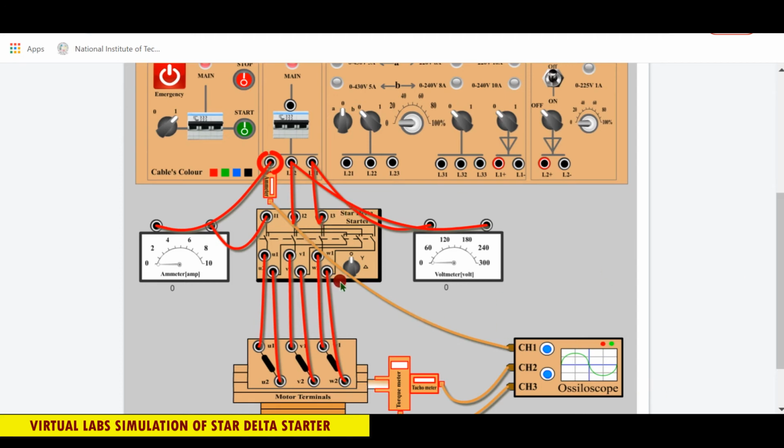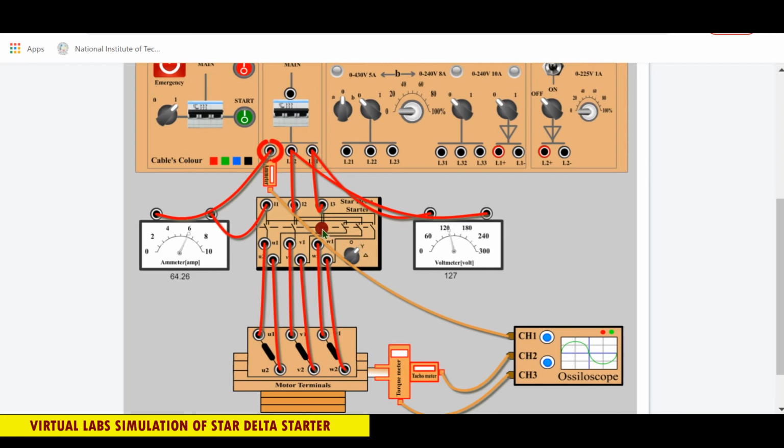So first of all, this is the TPDT switch, triple pole double throw switch. For starting the induction motor, you have to connect the stator armature windings in star. This is the star connection. So guys, the motor has been started with star connection.